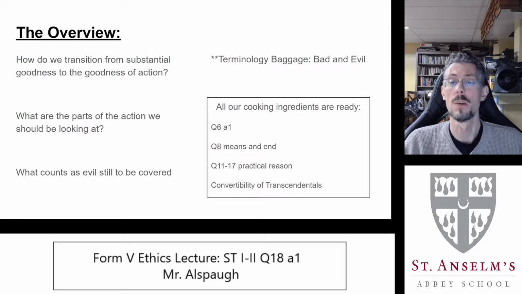We're basically combining all of the material that we've used so far in the series. Question 6, Article 1, what does it mean for an action to come from within? And a very important consequence of that. Question 8, the distinction between means and end, and willing things for their own sake and for the sake of something else. The entire account of practical reason, which my students mostly work on their own. And the convertibility of transcendentals. If you've understood those things, question 18 is pretty easy, or at least most of it is.